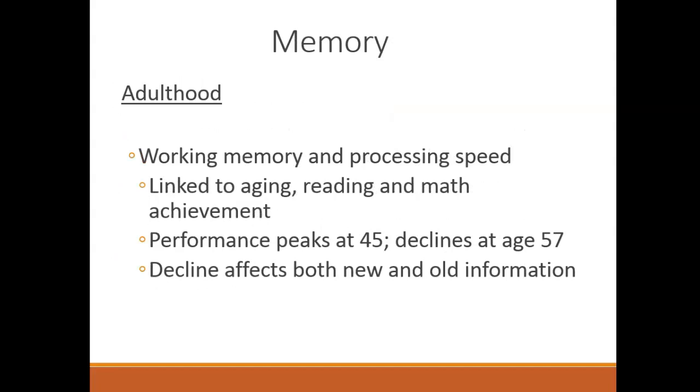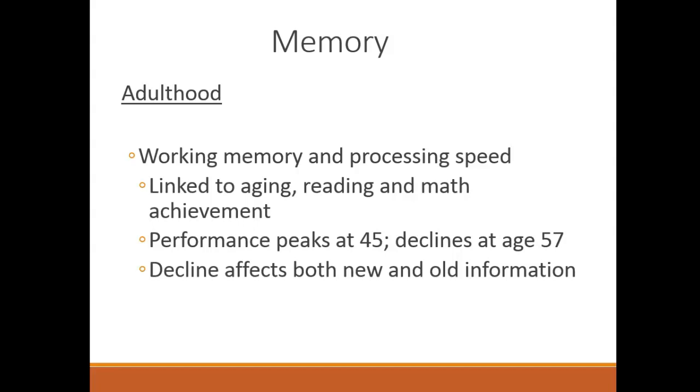In adulthood, working memory and processing speed peak at around age 45, and then they start to decline after around 57. Now, it's not like you hit exactly these ages and all of a sudden things crash, but it's just general trends. So these are linked to aging. They're also linked to reading and math achievement. So as this processing speed slows down, it takes longer to read things. It takes longer to solve mathematical equations and things like that.